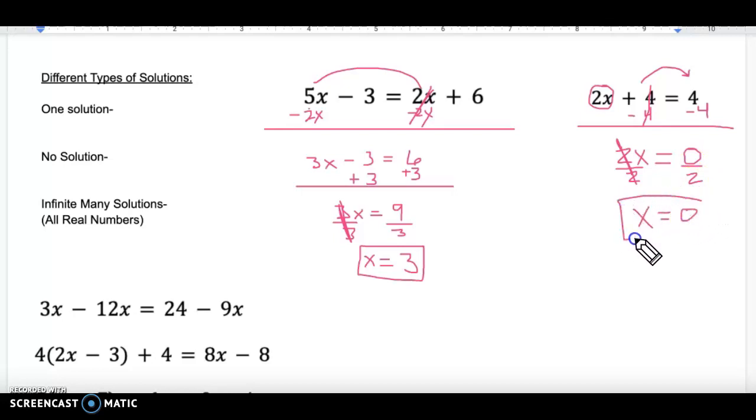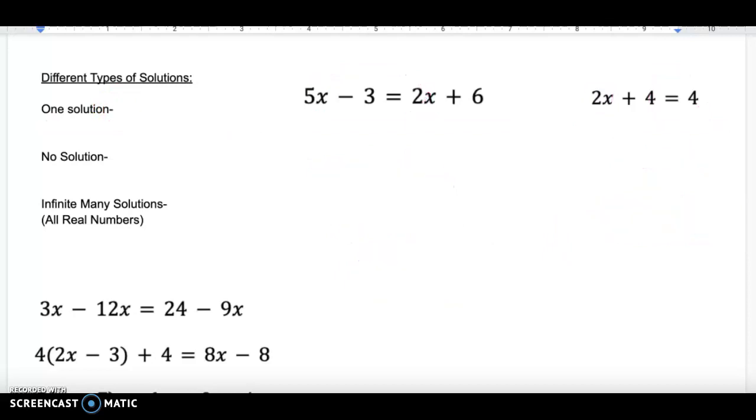Again, a lot of students get confused and think, if I end up with a 0, my answer has to be no solution. That is not true. 0 is a number. 0 is just like 3. It's just like -7. It's just like 100. 0 can be a possible answer. Okay? So notice both of these are one solutions. I end up with x equals 3. X equals 0. Those are the two one solutions that I've had. So now let's try a couple that aren't one solutions.